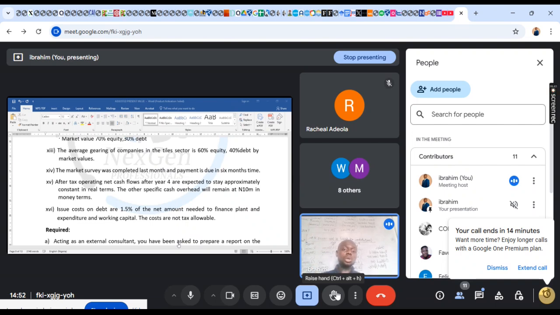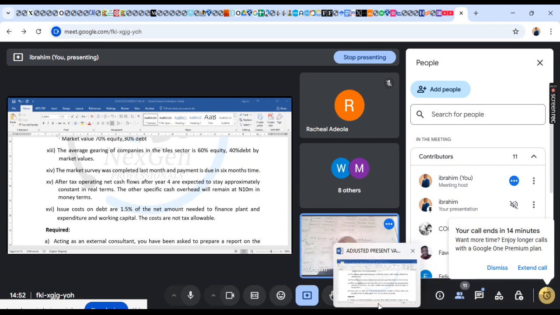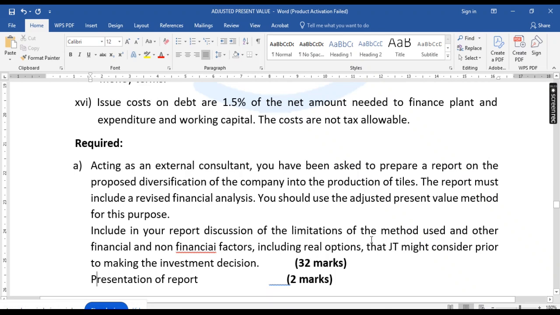the issue cost. Don't forget, you have a subsidized loan and you also have a commercial loan. The subsidized rate is 6%. The commercial is 8%. Is that not so? Then you do the issue cost on both the subsidized as well as the commercial.